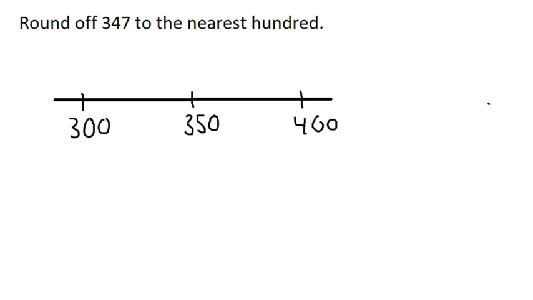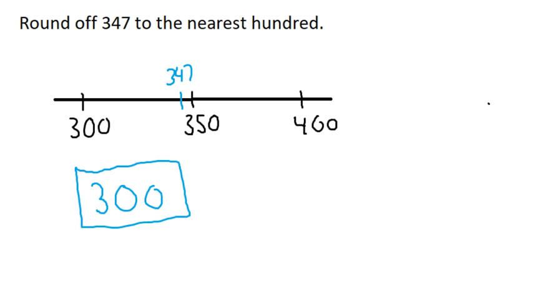Beautiful. Okay, so 347 would be a little bit less than 350, so it would be over here. Let me do that in a different color. My 347 would be a little bit less than 350, and since it's to the left of 350, it would round to 300. Does that problem make sense? Rounding off 347 to the nearest 100.